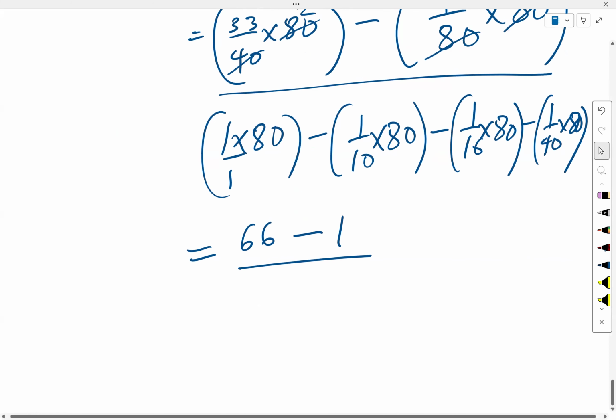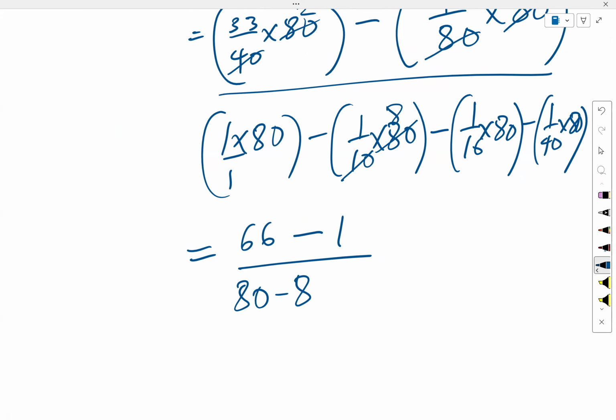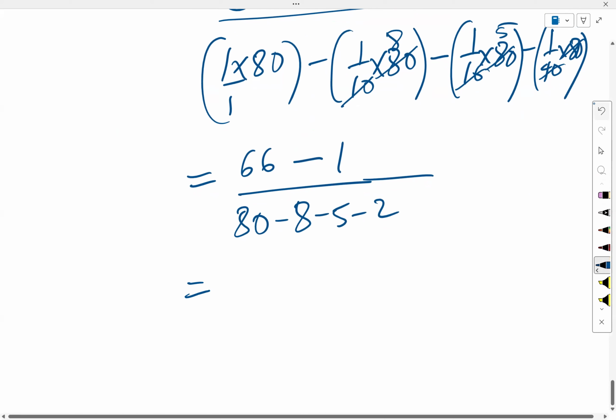Right there. So this is now 80 minus 8, 10 here, 10 here, that's 8. 16 here, 1, 16 here is 5. Right? So that's minus 5. And then 48 on 48 is 2. So that's minus 2. So if you tidy that up, 66 minus 1 is 65.